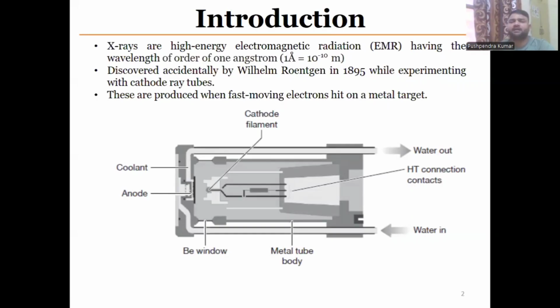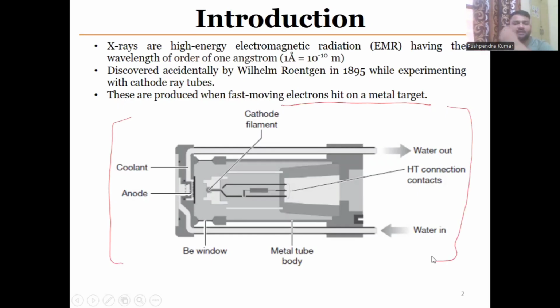Generally, X-rays are high energy electromagnetic radiations which have a wavelength of the order of 1 angstrom. They were discovered by Wilhelm Roentgen in 1895 while performing the cathode ray tube experiment. They are produced when high energy fast moving electrons hit metal targets. So this is the experimental instrument, which is known as the hot cathode ray tube, which is used for the generation of X-rays.